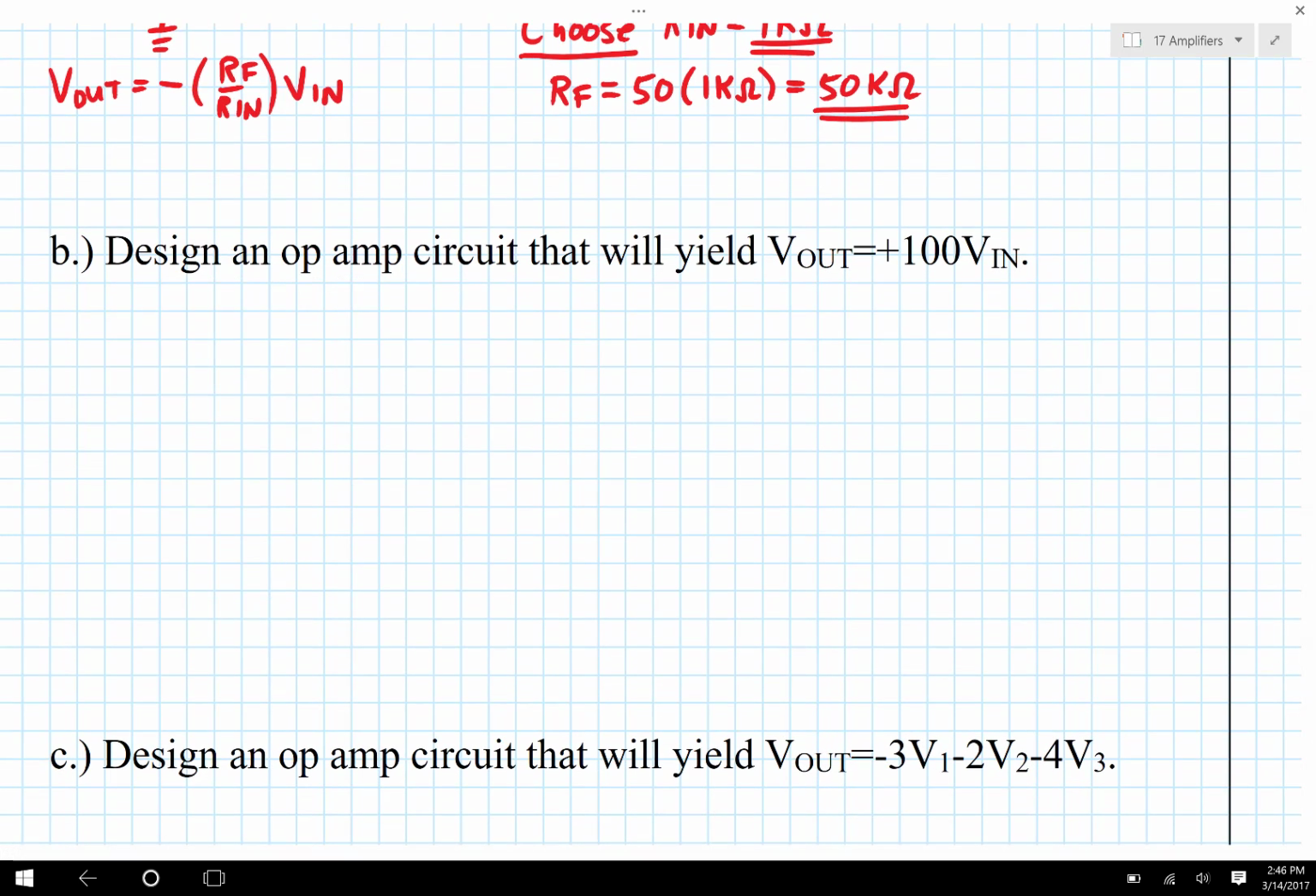So let's choose an op-amp circuit that will yield plus 100. So here I'm going to look at the plus sign. I'm going to say, non-inverting amplifier. And I see the 100. I say, okay, that's a reasonable number for one stage. So I can do this all in just one stage. So let's go ahead and draw the non-inverting amplifier. So I know that I'm going to have a thing that looks like this.